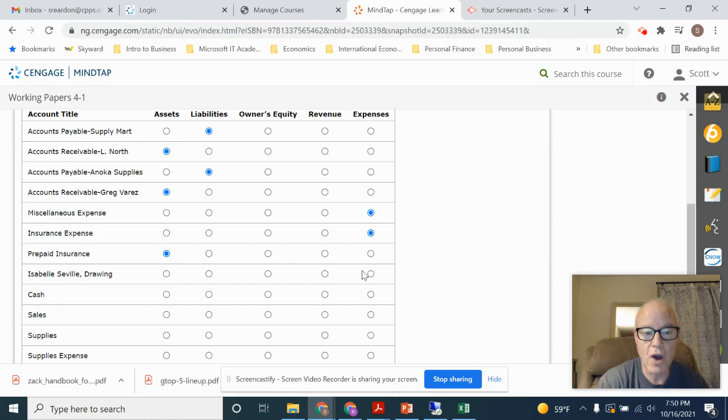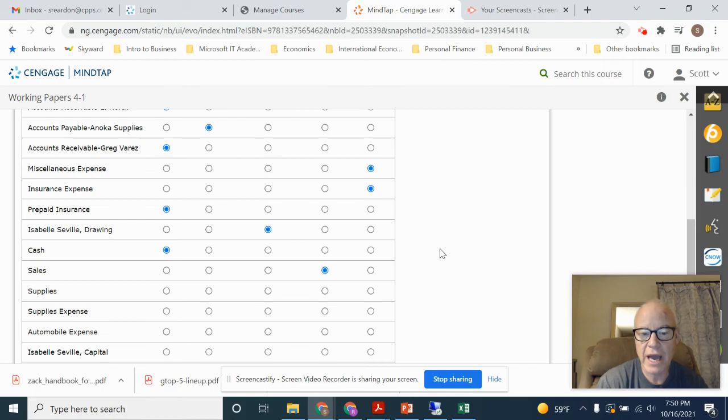Isabel Seville, drawing. Well, I'm sure you can see that's going to be owner's equity, where the owner is taking money out of the business. All right. Cash. Oh, yeah. Cash is an asset. Yes. Sales, where we sell stuff. It's in that revenue area, that 400 series of accounts. That's going to be in the revenue area.